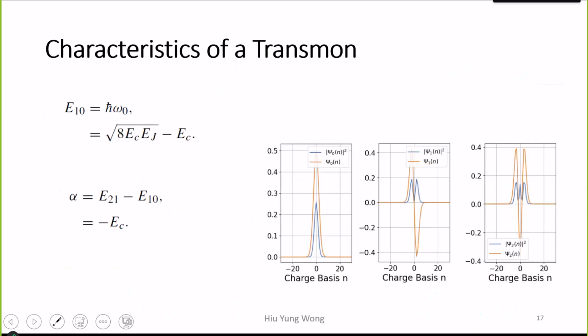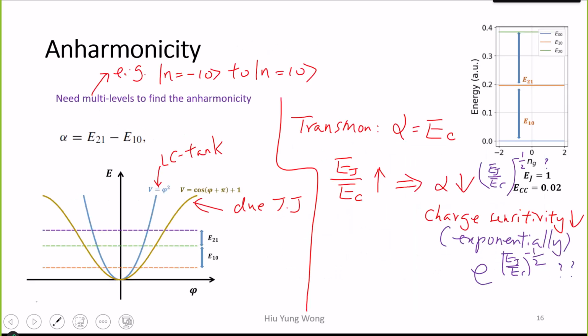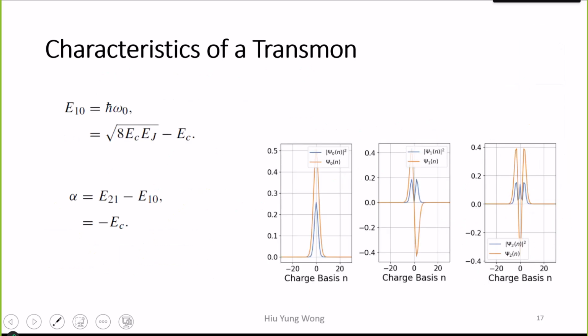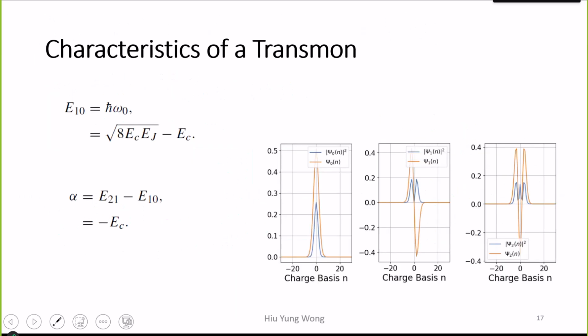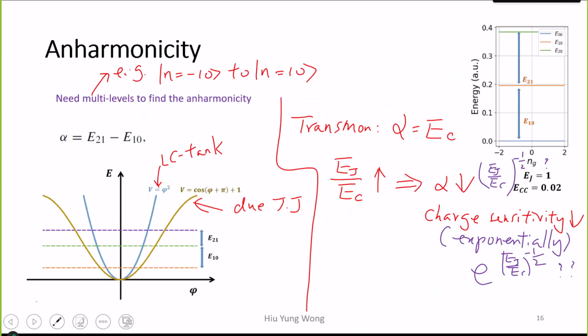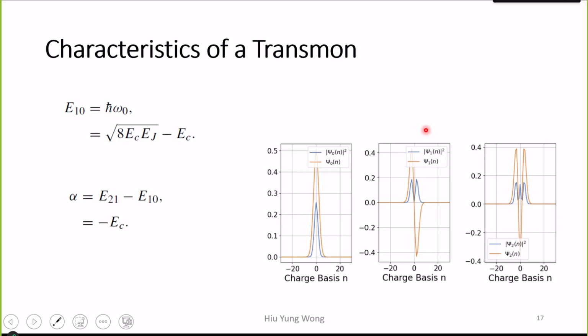Here is just some characteristic. We don't prove it here. It's in the book, but it's useful. Always remember. Here I'm wrong, this is negative EC. I said it wrong. What is the meaning of negative? It means E21 is smaller than E10. This is usually the case. So the alpha for transmon is negative EC.